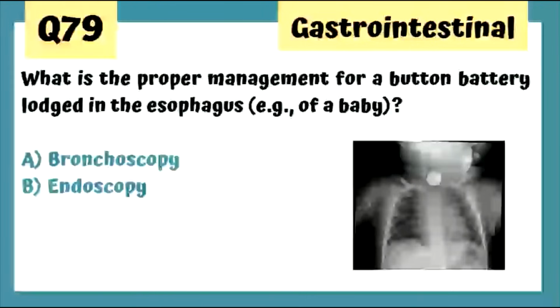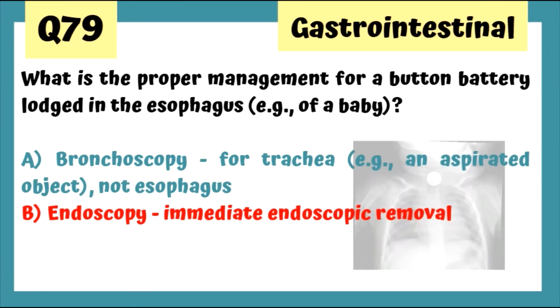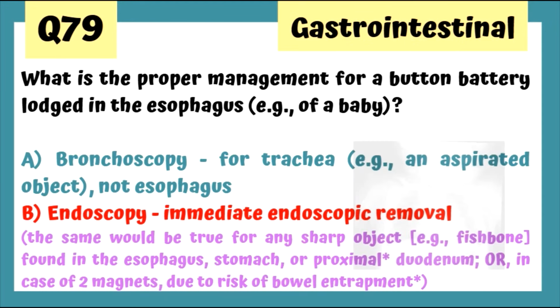Question 79. What is the proper treatment or management for a button battery lodged in the esophagus of a baby? Endoscopy. Bronchoscopy would be for a trachea, an aspirated object. Endoscopy is for a button stuck in the esophagus. The same would be true for any sharp object such as fish bone found in the esophagus, stomach, proximal duodenum, or in the case of two magnets. Two magnets are also really dangerous. We have to get rid of them due to the risk of bowel entrapment.